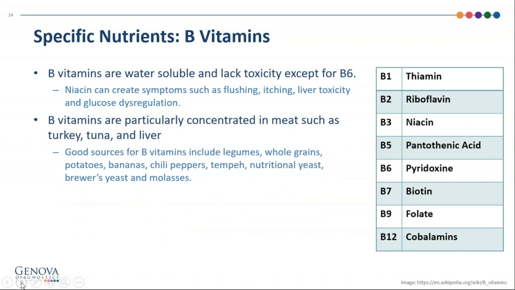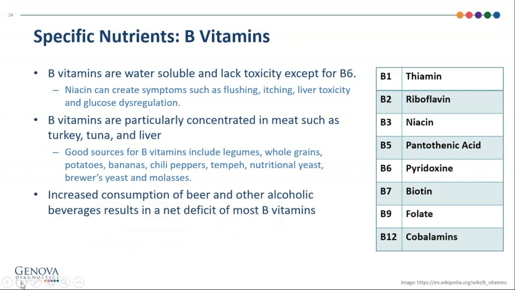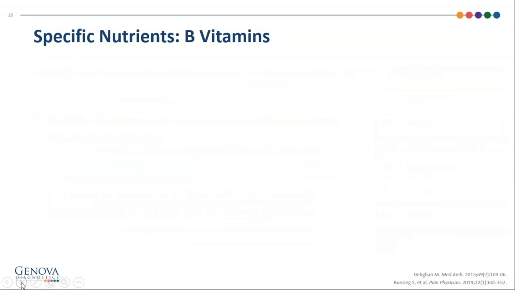All of the B vitamins in general are particularly found in meat, but also in vegetables. So when you have patients that are vegetarians, make sure that they're getting their B vitamins from these particular foods, or do a NutrEval and find out which Bs they need to replete. Increased consumption of beer and other alcoholic beverages do result in a net deficit of most B vitamins, so you want to be aware of that in the patient's history and replete accordingly.